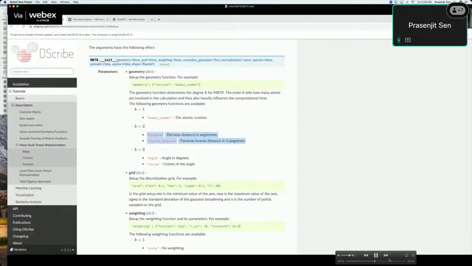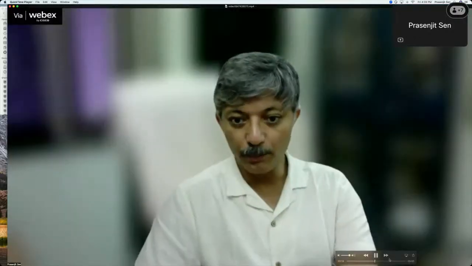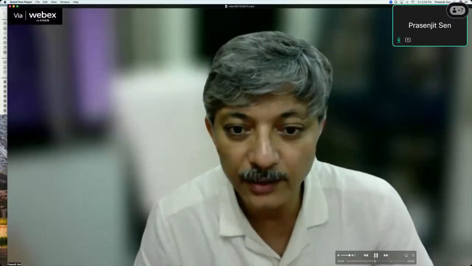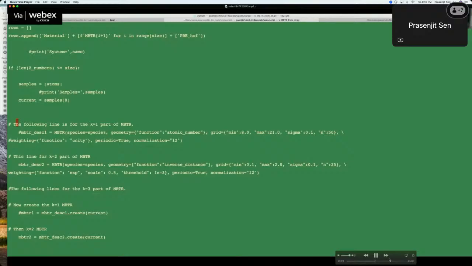So I'll stop sharing this and go back to sharing my terminal. The fact that you are trying to construct two-body MBTR is understood by describe from the fact that your geometry is either distance or inverse distance. So it will understand that you are talking of two-body MBTR.